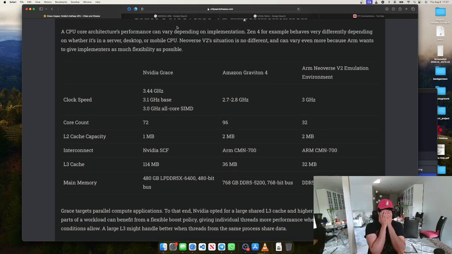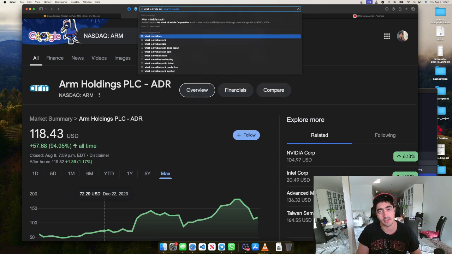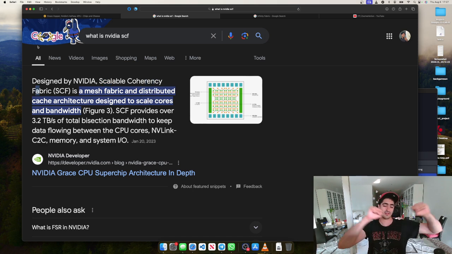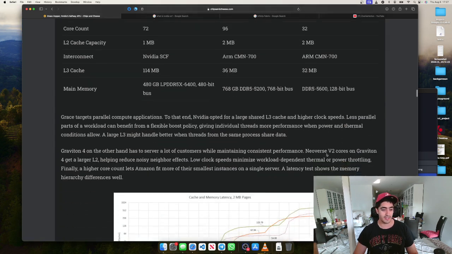What is Nvidia SCF? It's your scalable coherency fabric. Scalable coherency fabric. Yes. All right.